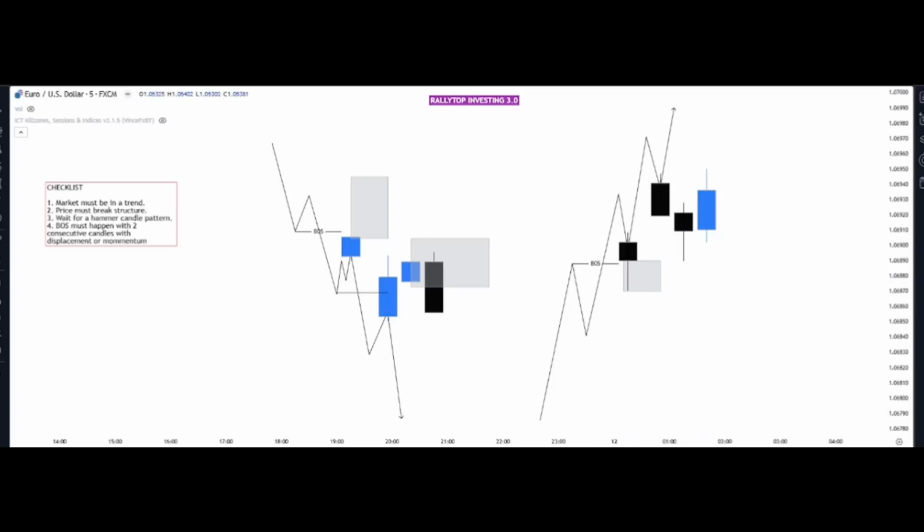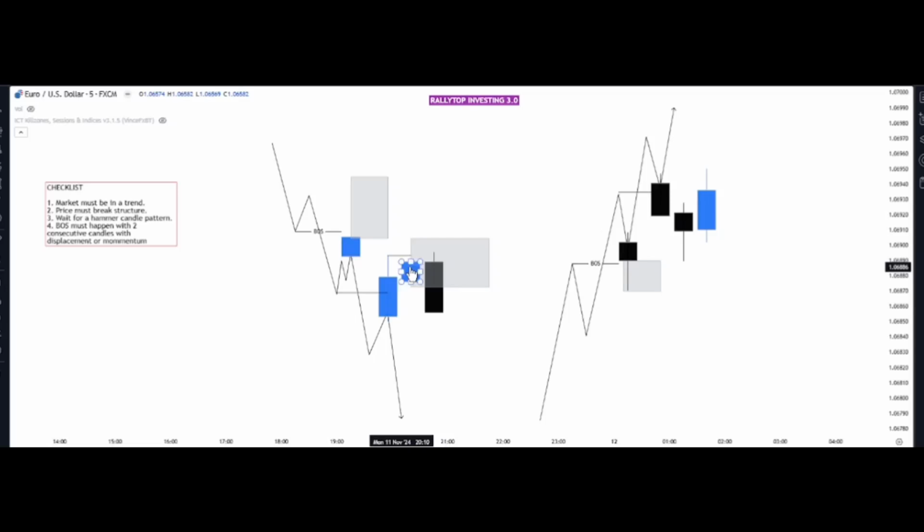The same thing here. Price broke structure here. It broke structure, but look at the way it broke it, with a candle closure. Once you find that candle closure, wait for a hammer candle pattern. One more thing, guys, please take note that this high must be taken out by the hammer candlestick pattern wick. It has to wick above this previous high. Please take note of that.